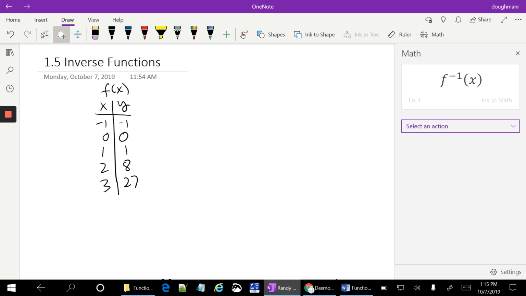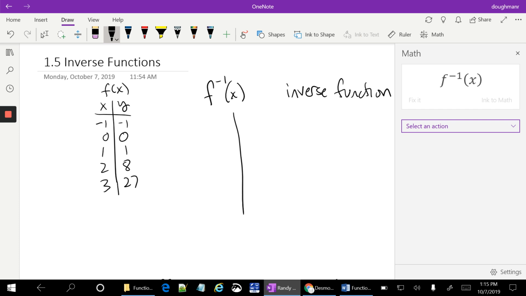The inverse function, notated with a -1, is going to be no more than swapping the x and y values. So initially, this isn't going to look like much of an inverse function, but then you'll notice what happens here. So it's just swapping the x and y values.